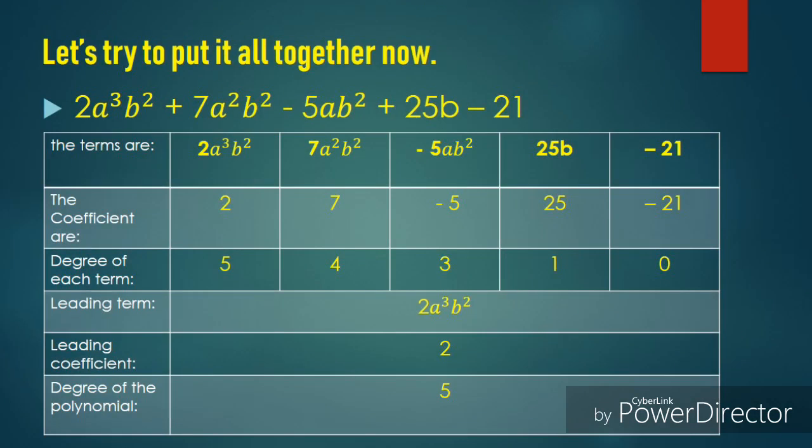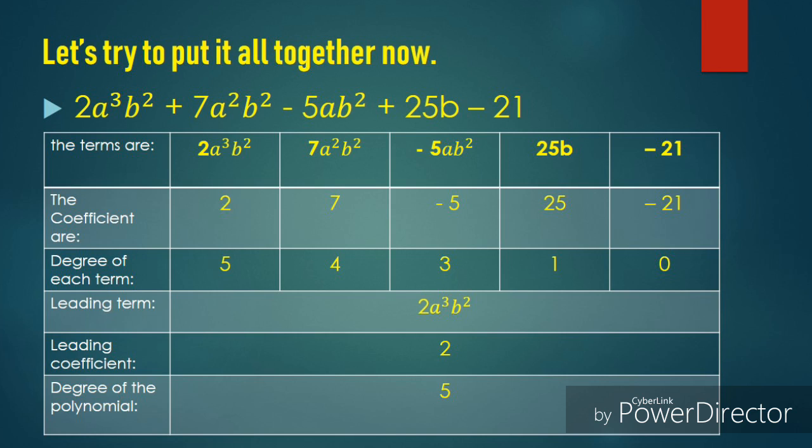So for the last, let's try to put it all together now. Consider the polynomial 2a cubed times b squared plus 7a squared times b squared minus 5ab squared plus 25b minus 21. The terms are 2a cubed times b squared, 7a squared times b squared, negative 5ab squared, 25b, and last, negative 21. The coefficients are 2 for the first term, 7 for the second term, negative 5 for the third term, 25 for the fourth term, and negative 21 for the last term.